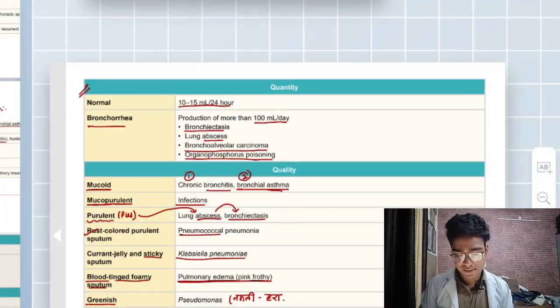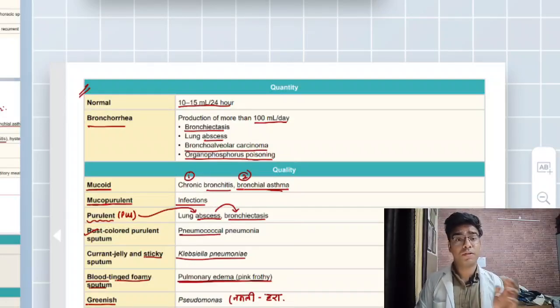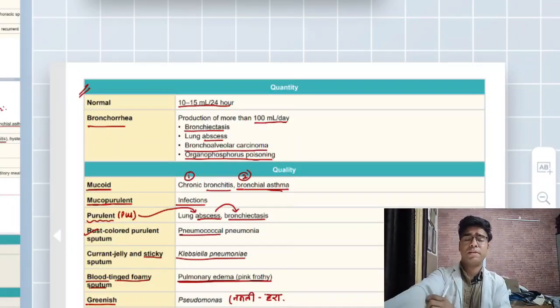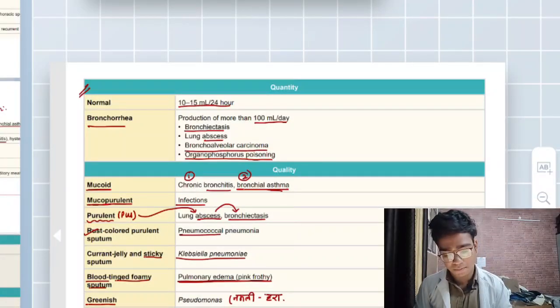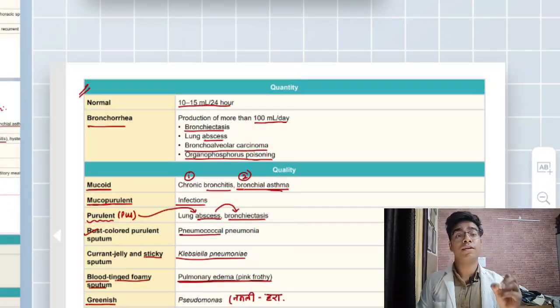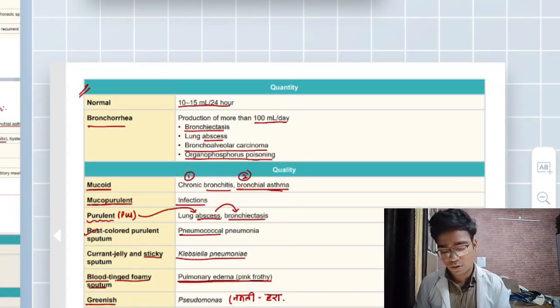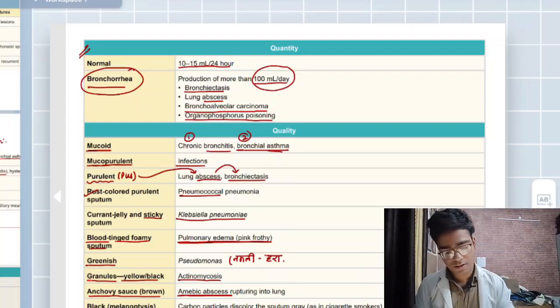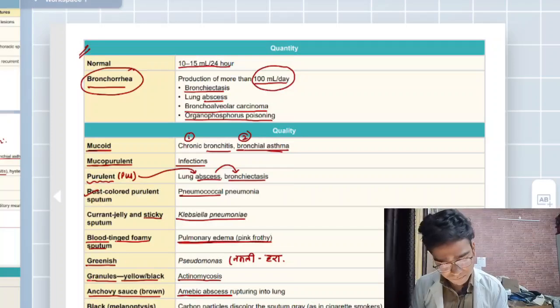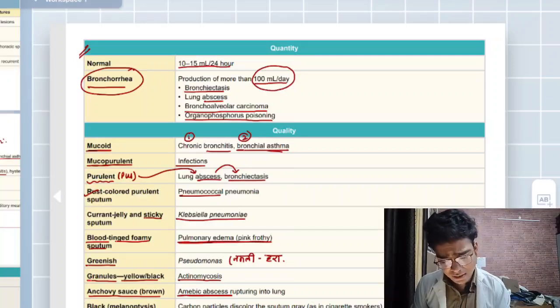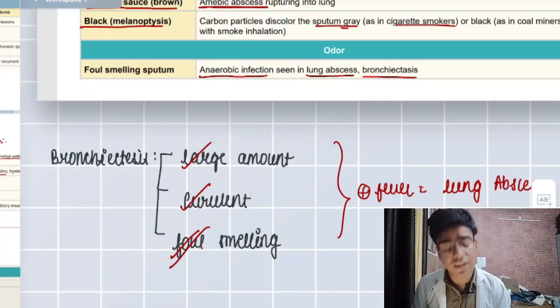Now I would like to discuss the expectorations. The normal expectoration is 10 to 15 ml in 24 hours. That much expectoration is normal. But when the production is more than 100 ml per day, then we call it bronchorrhea. Now, it can occur in bronchiectasis and in lung abscess.